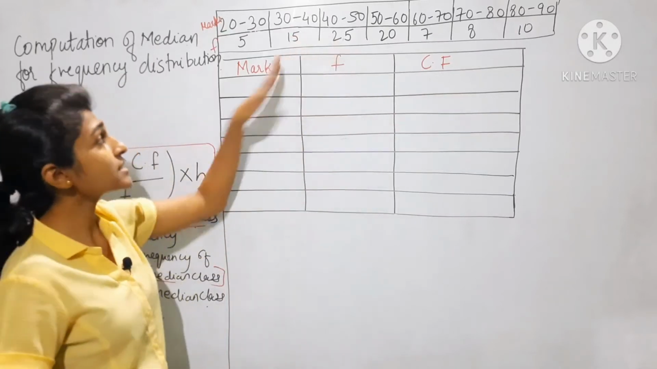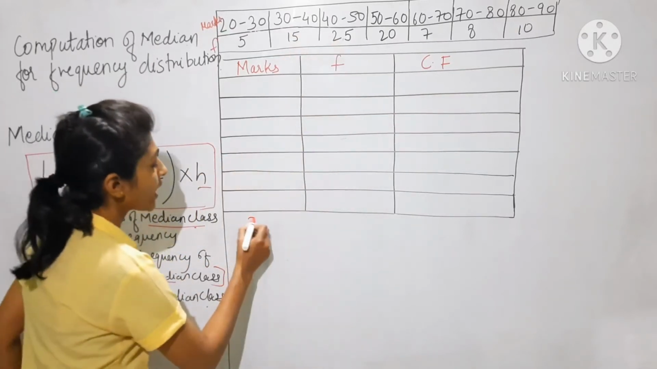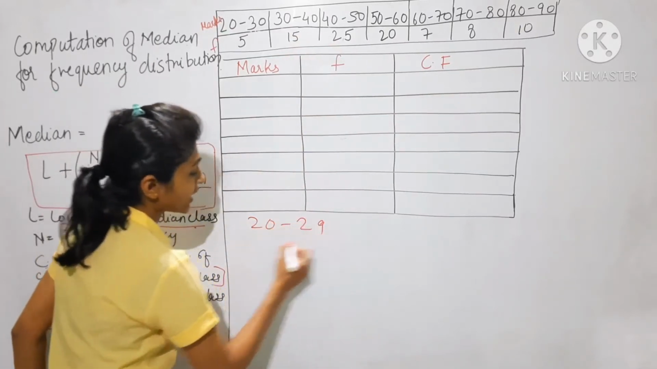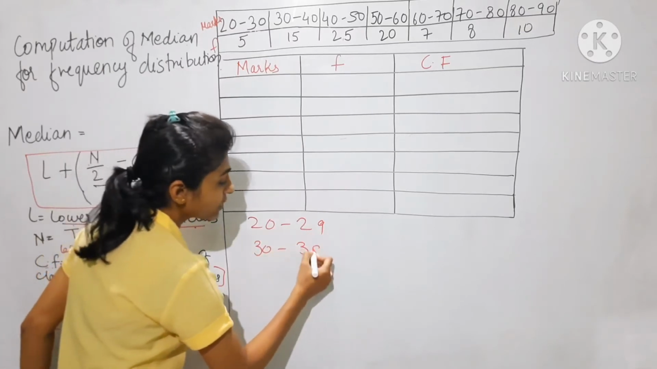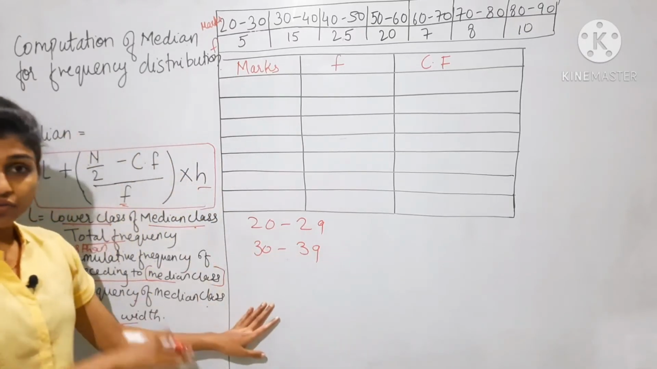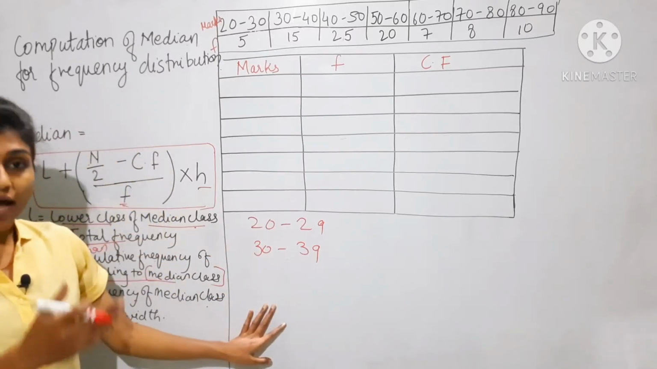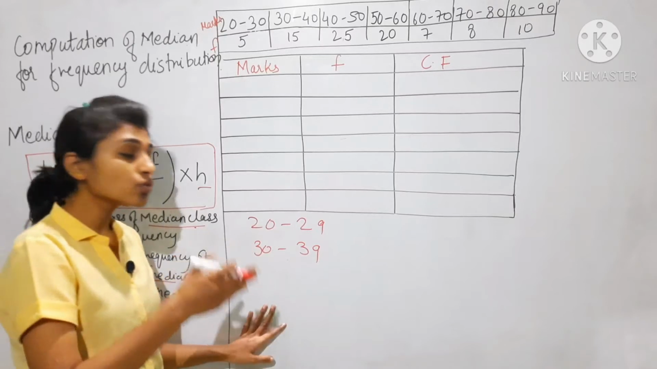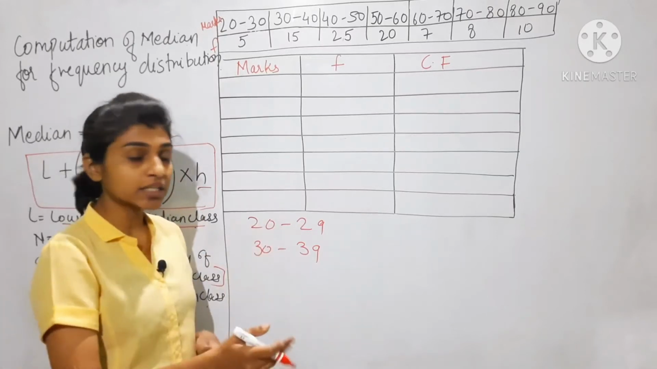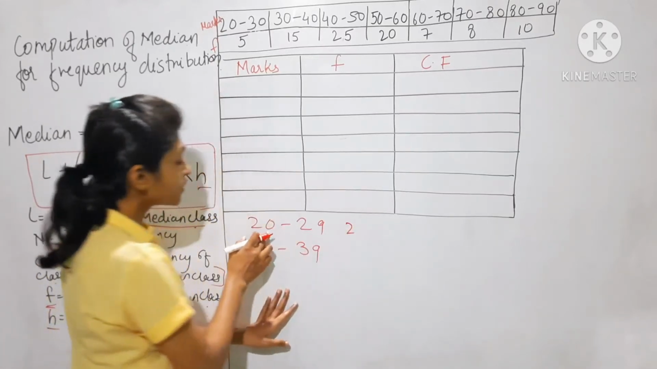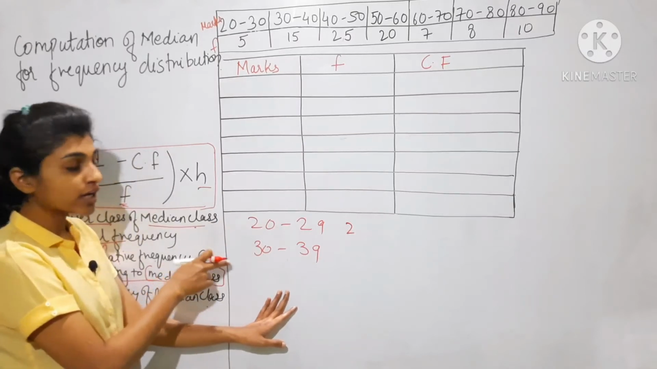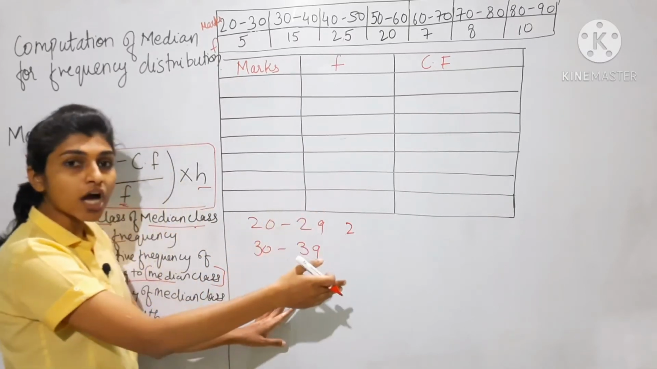If the classes are not continuous, suppose like 20 to 29, 30 to 39, given in this way, then you need to find the class boundaries. That means you need to make the classes continuous. How? You will subtract 0.5 from the lower limit and add 0.5 to the upper limit.